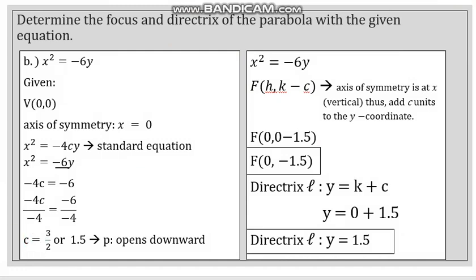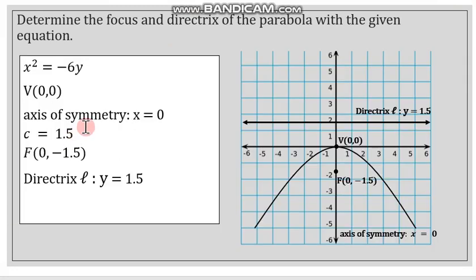So this is the graph of our equation, x squared is equal to negative 6y. Since this is a negative sign, we expect our parabola to open downward, just like this one. Vertex is at (0, 0). Axis of symmetry is at x equal to 0. And then c is equal to 1.5. So from the vertex, count 1.5 downward, since the focus is downward.